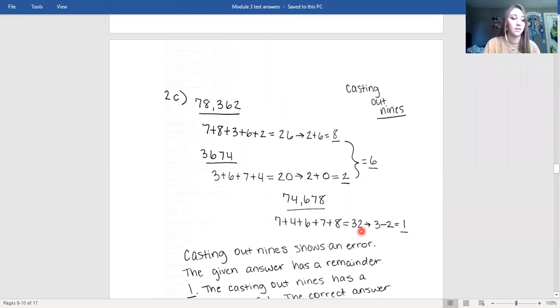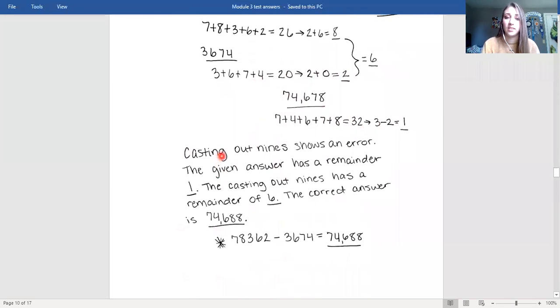Okay, casting out 9s for C. This is with subtraction. Okay, so you add it up the exact same way, and you get 26. 2 plus 6 equals 8. 20. 2 plus 0 equals 2. Well, then you subtract 8 minus 2, which is 6. Okay, so then you do the same way with the correct answer, 32. And 3 plus 2 equals 5, and 5 minus 2 equals 1.